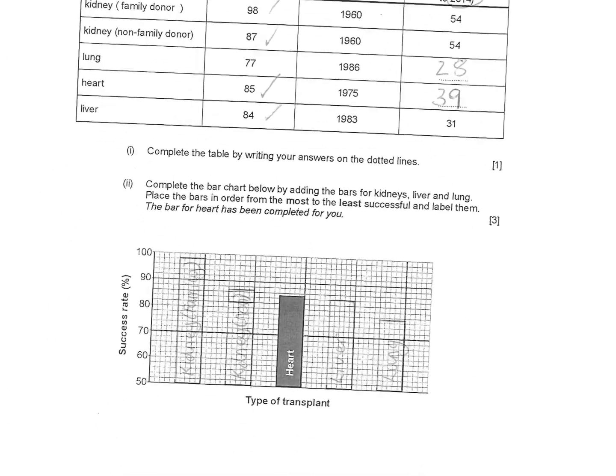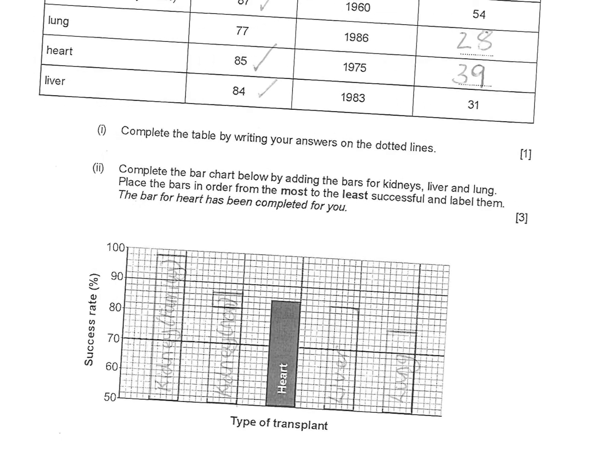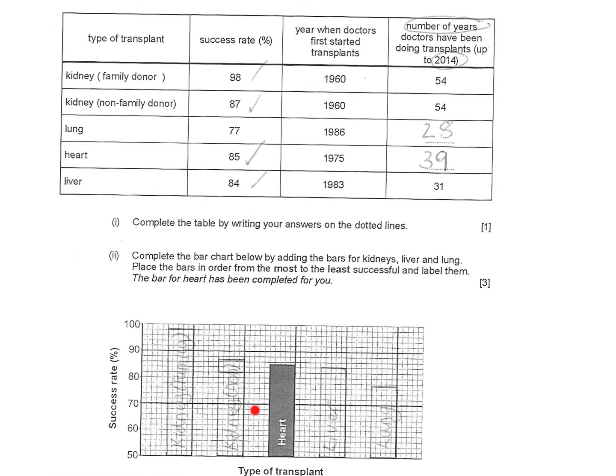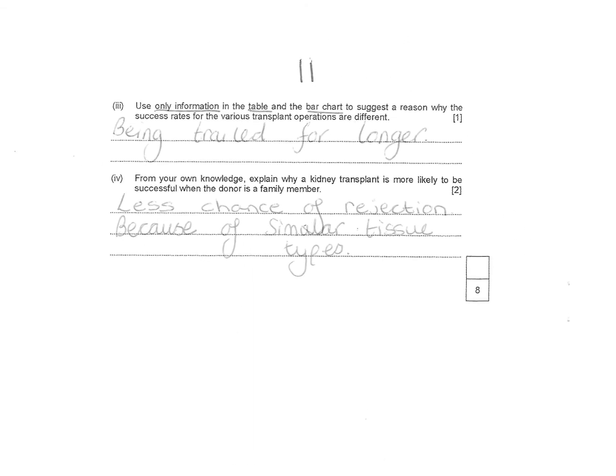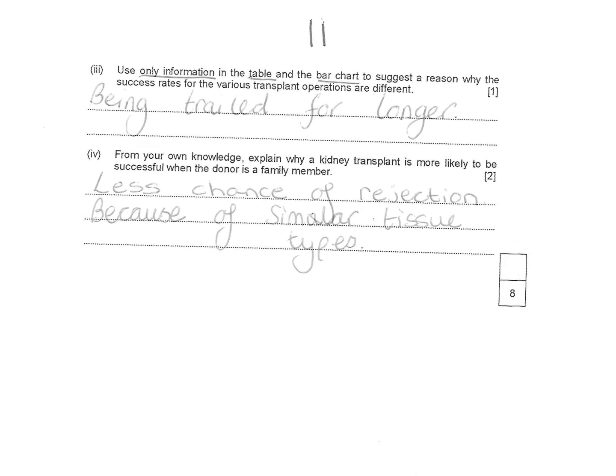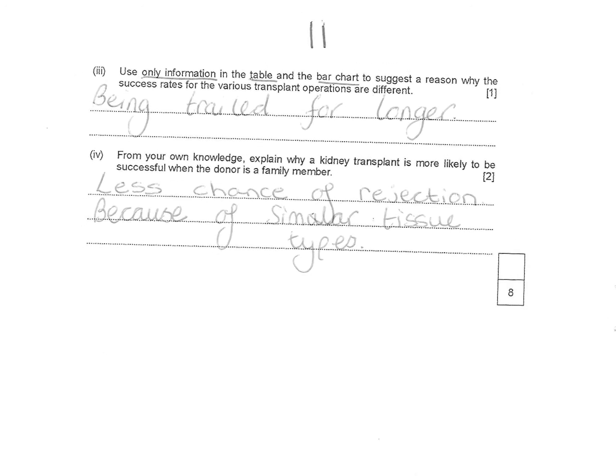Then it asks you to plot a little graph. The thing with this is to make sure you've got them in the right order. You were looking at success rate. It asks you first to work out how many years it had been up to 2014, how many years it's been going, and then to plot the success rate. There were two different things going on, from most to least successful. Use the information from the table in a bar chart to suggest one reason why success rates of various transplant operations are different. Some have been trialled for longer, some have been used for longer. You can look at the years used.